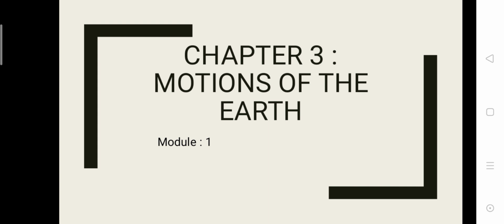The chapter which we will discuss today is the motion of the earth. As you all are familiar with the two important types of motions known as rotation and revolution. So today we will discuss rotation and revolution, also the parts of revolution and some different aspects of rotation.